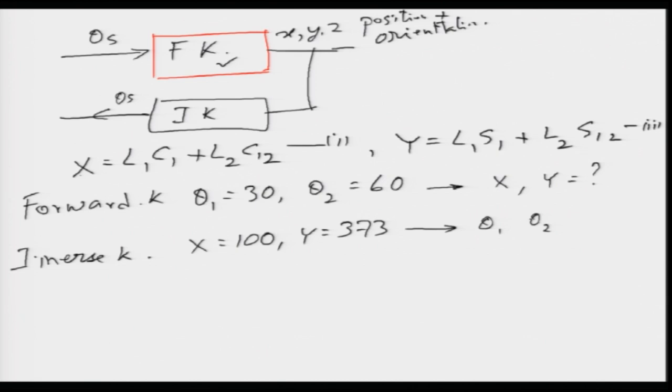So, we can try it out. The two governing equations are equation 1 and equation 2. In this model, I am first going to give the angles for theta 1 and theta 2 as 30 and 60. What you will see is the end effector will go to the point 100 and 373. So, let us look at the forward kinematics and the inverse kinematic solution here to understand better.